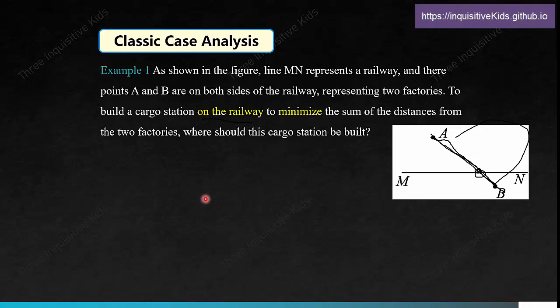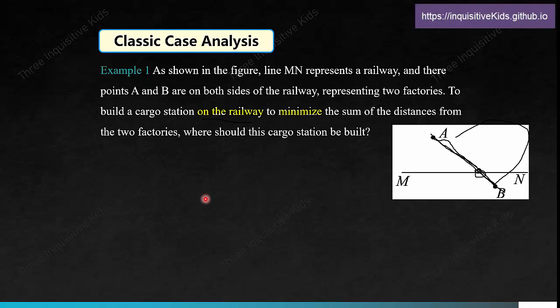So, here is example number 1. I will be walking us through it together. As shown in the figure, the line MN represents a railway, and the points A and B are on both sides of the railway, representing 2 factories. To build a cargo station on the railway to minimize the sum of the distances from the 2 factories, where should this cargo station be built?